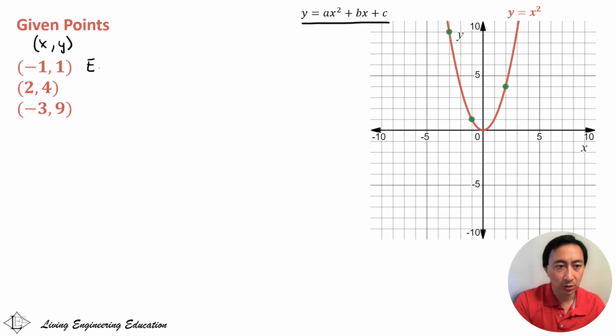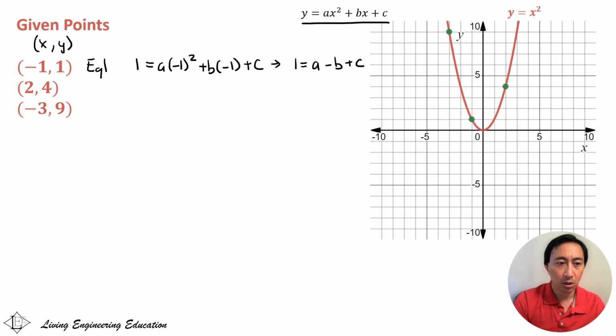So for equation 1, I'll have y1 is 1, a times -1 squared, my x1 term squared, plus b times -1, that's my x1 term, plus c. And then I could rewrite this a little cleaner. 1 is equal to A minus B plus C. Okay? Now we can do the same thing for equation 2 using point 2. And we have 4 as y2. A times x2 squared is 4a.